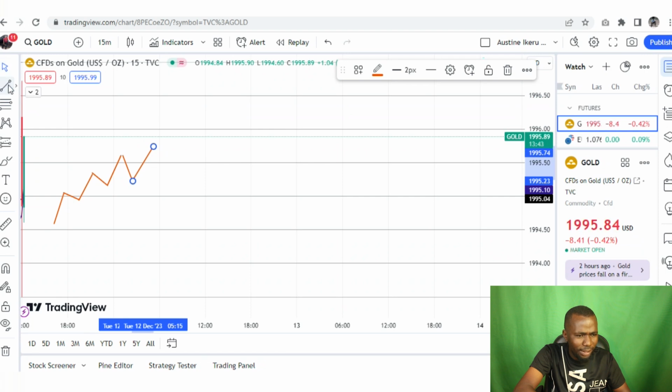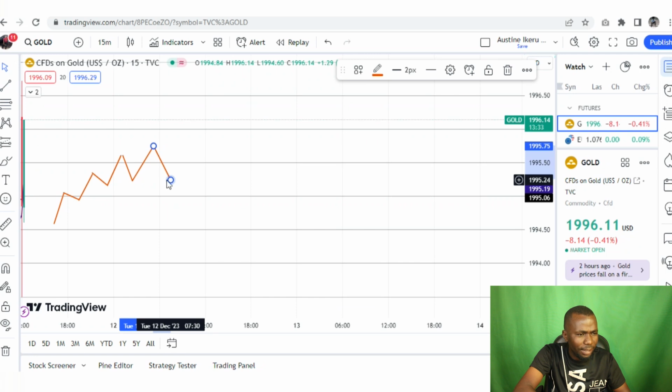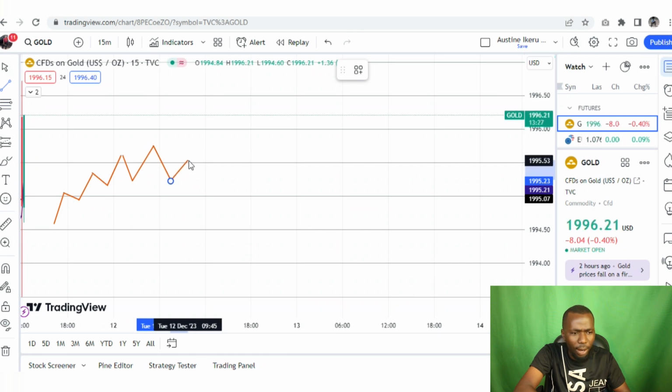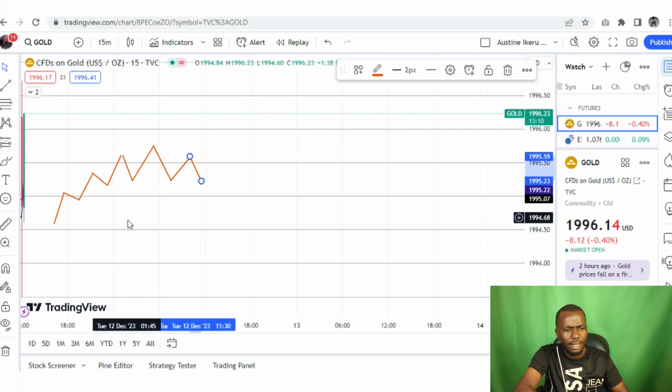And then what happened? The trend now makes a higher low to the same level of the previous low. After that, the trend now makes a lower high, not a higher high again, but rather a lower high, right? And then comes back again to that same low. Now, are you seeing it now?